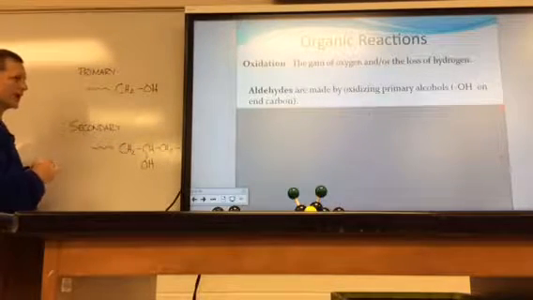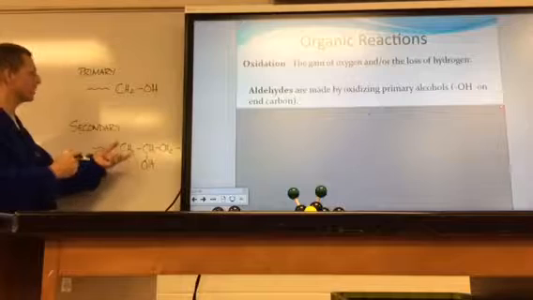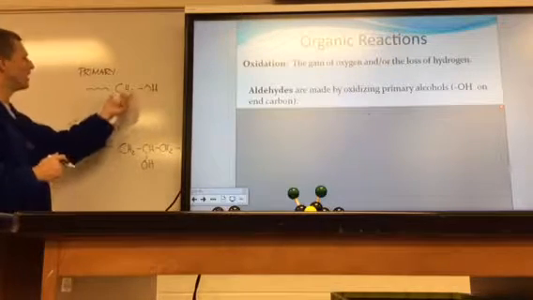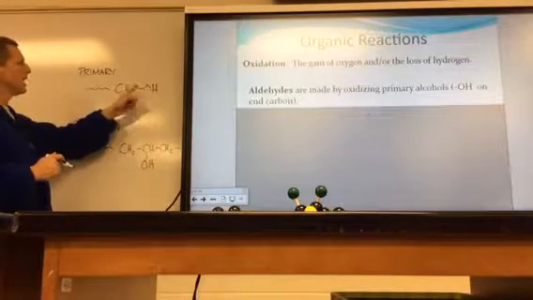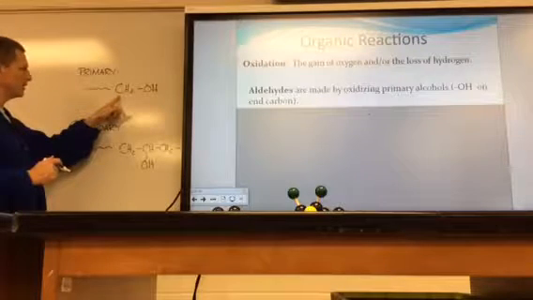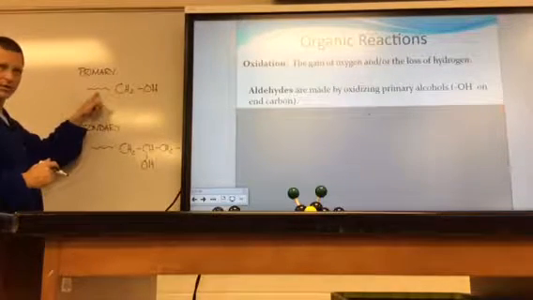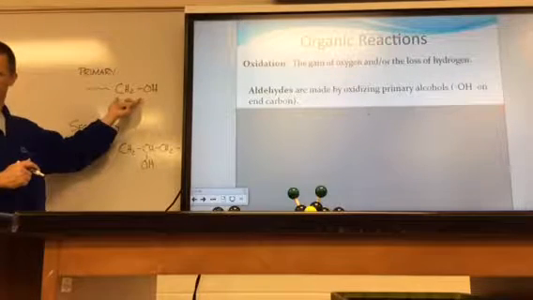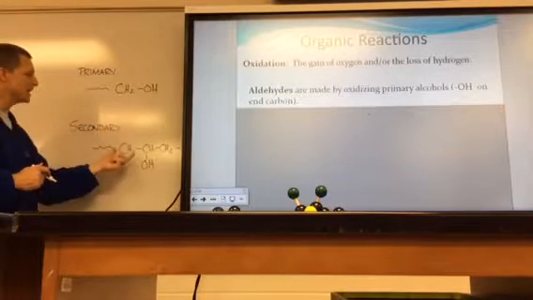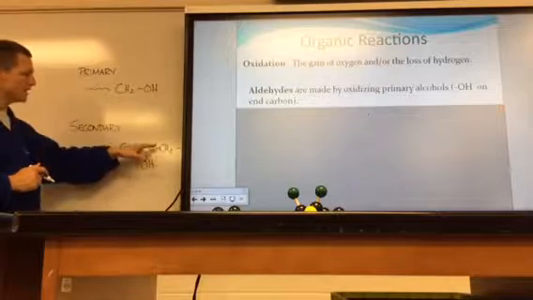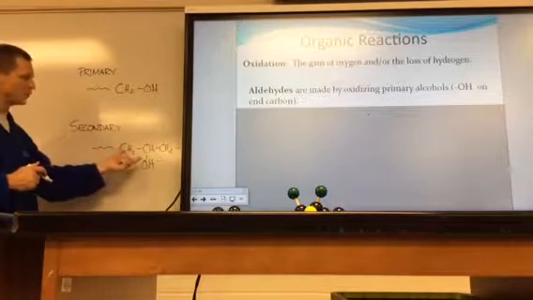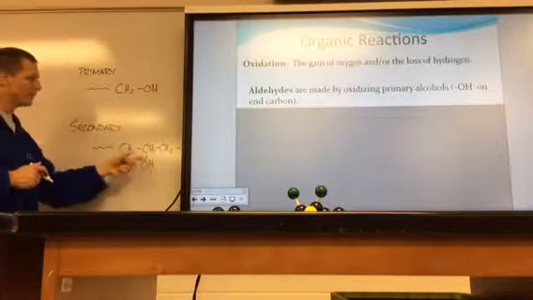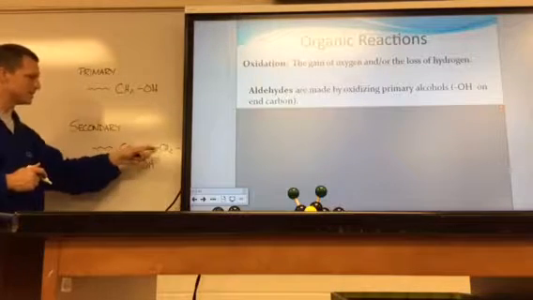Now I'm writing actually behind the TV, so some of you can't even see what I'm writing. But a primary alcohol is one in which the OH is attached to a carbon, which is only attached to one other carbon. It would be like the OH is on the end carbon in the molecule. That's a primary alcohol. In a secondary alcohol, the OH is kind of in the middle somewhere, like a ketone would be. The attaching carbon is attached to two other carbons.